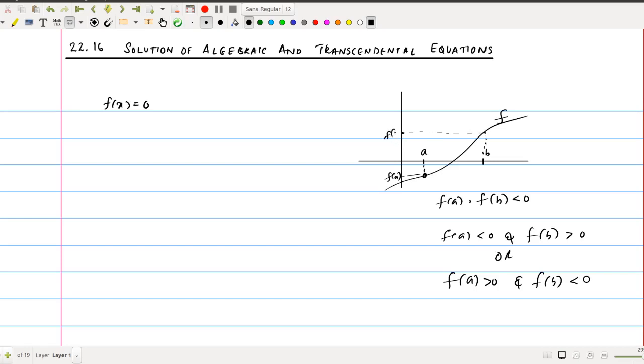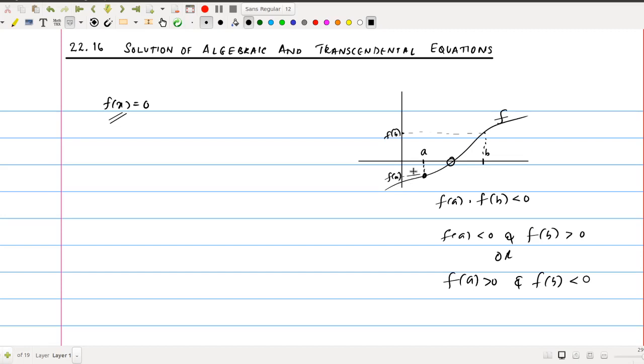Usually we are considering only continuous functions. That means f of x should be continuous. Then we can expect a zero in between this a and b.